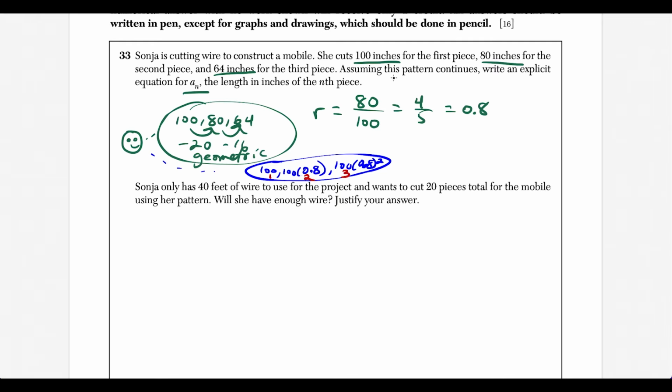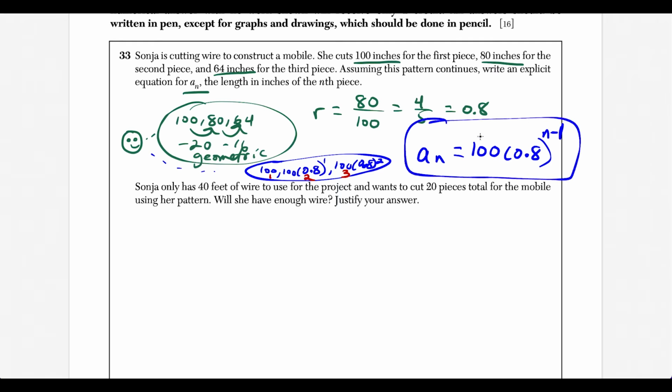So we need to come up with the pattern here, A sub n. So A sub n is going to be equal to, we have 100, that's our first term, times 0.8, but think about it very carefully. For the first term, it's basically 0.8 to the 0. For our second term, it's 0.8 to the first power. And then for the third term, it's 0.8 to the second power. So the power is 1 less than the number of terms. So here we would just tack on an n minus 1 like this. So this is going to be our A sub n formula. We have 100 times 0.8 to the n minus 1.